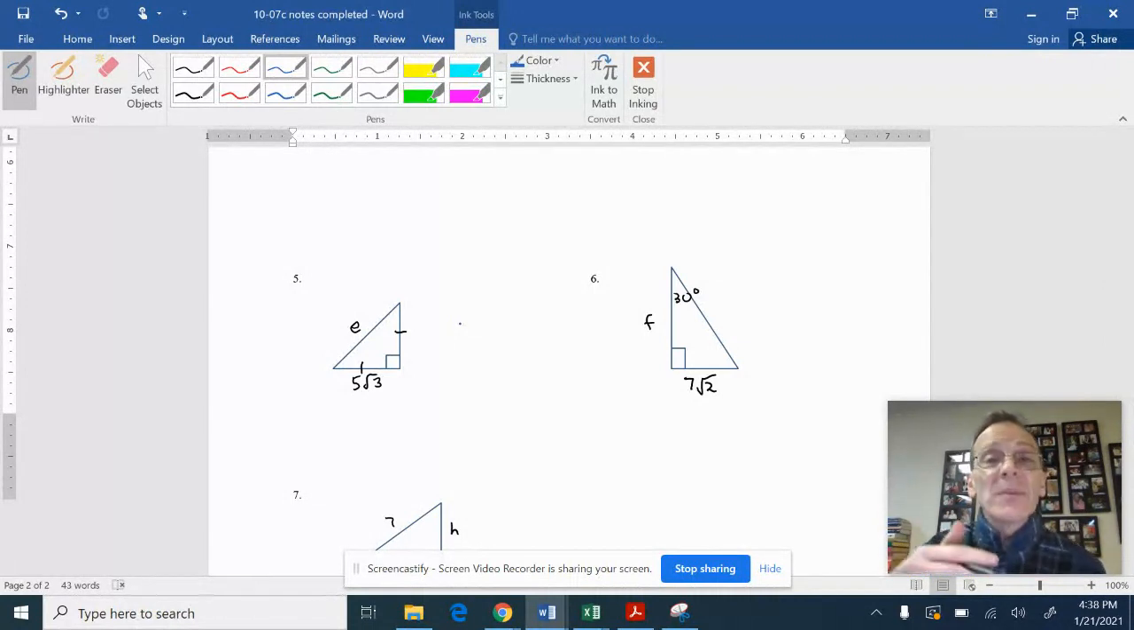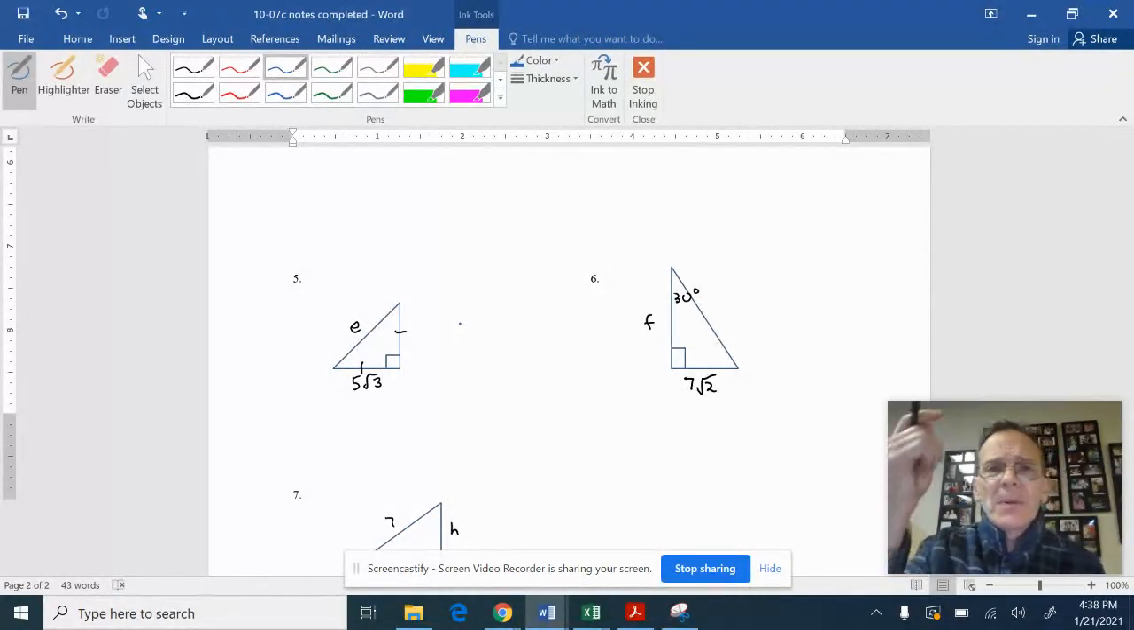The leg of an isosceles right triangle can be anything at all. It does not have to be a whole number, could be a fraction, could be a decimal, could have a radical 3 in it, could have a radical 6 in it, could have anything in it. Okay? I want it to be 5 radical 3. It can be 5 radical 3.